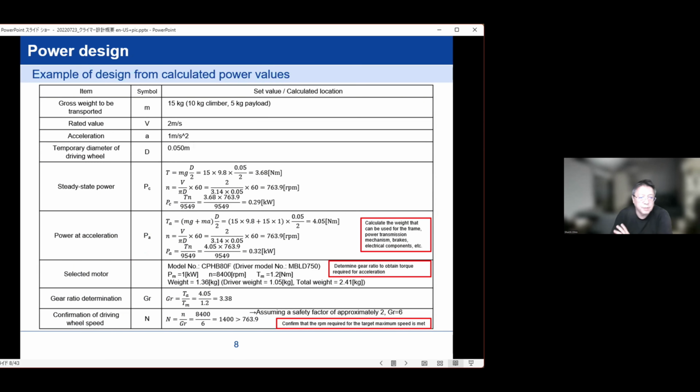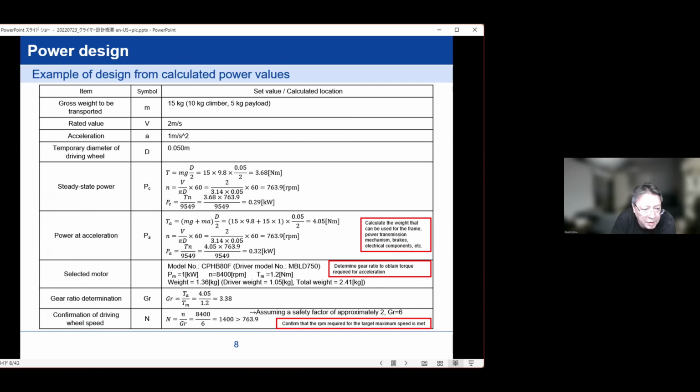Power design, this is an example of designing from calculated power values. If the transport payload weight is 15 kilograms, the lifting speed is 2 meters per second, and the acceleration is 1 meter per second squared, and the diameter of the wheel is set to 15 millimeters, then the steady-state power will be obtained, like on this PC value.